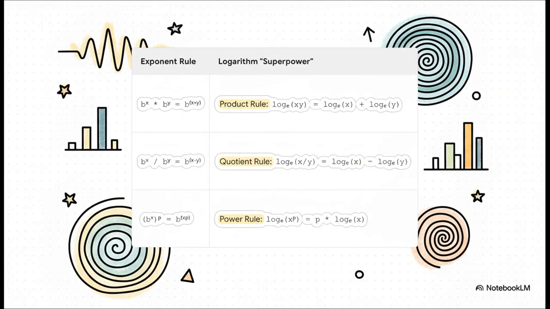And this table just lays it all out beautifully. Look at the left side. Those are the exponent rules you probably learned a while ago. When you multiply things with the same base, you add the exponents. When you divide, you subtract the exponents. A power to a power, you multiply.